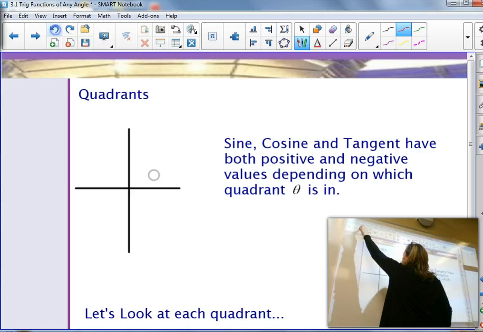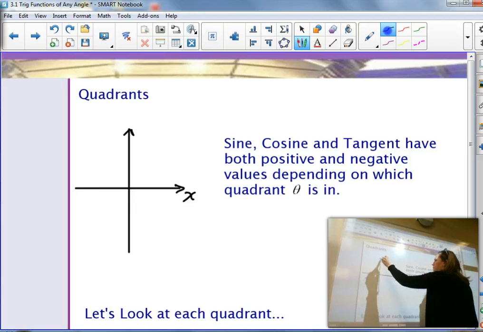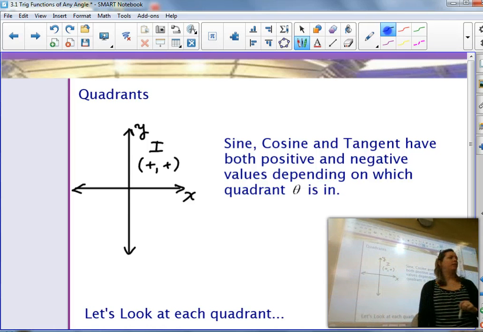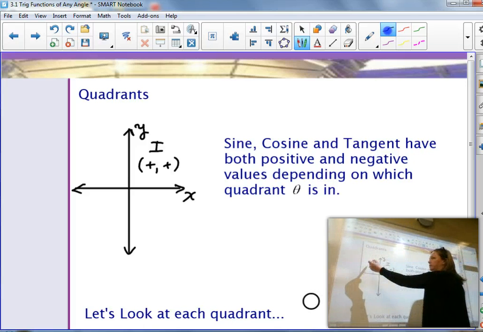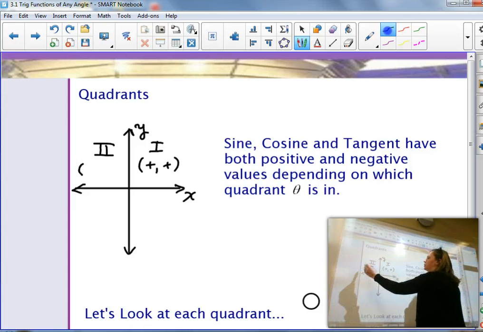oops, I really didn't want that. How to name your quadrants. If this is the x-axis, and this is the y-axis, what is this quadrant right here? This is the first quadrant, and in the first quadrant, both the x and the y values are positive. What about in this quadrant? 2. Yeah, remember when we name our quadrants, we go in a counterclockwise direction? Okay, and in quadrant 2, my x values are negative, but my y values are positive.